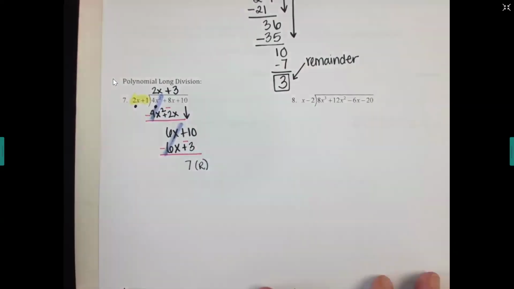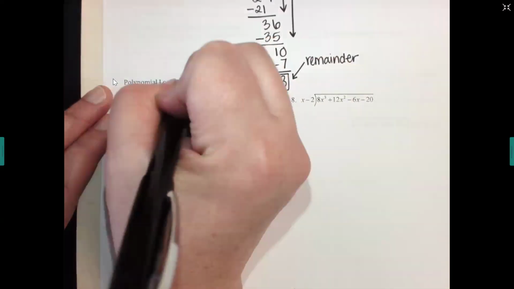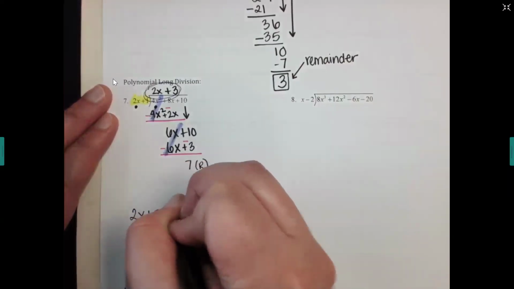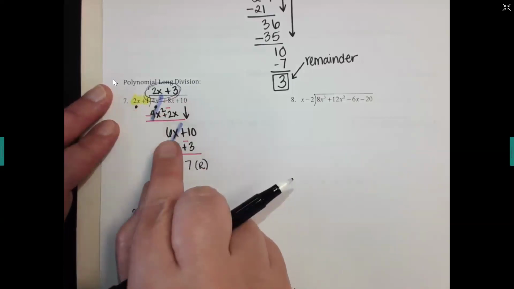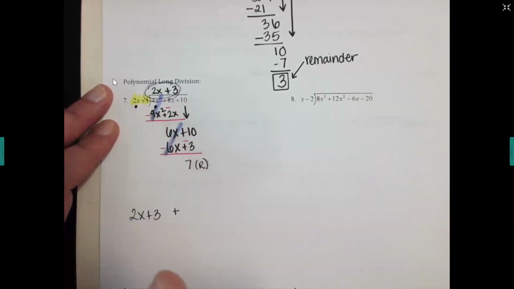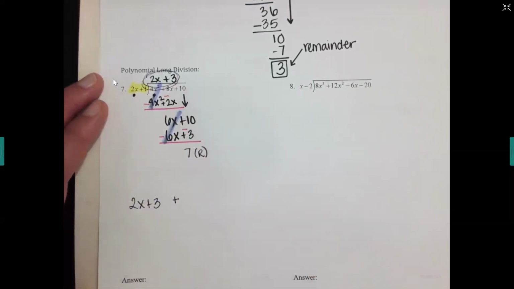Okay, so for your answer, the way that you're going to write it for your homework is you're going to take whatever you got on top. So it's the 2x plus 3. The 3 came from what I had to times 2x by to match the 6x. Good? Okay, but we'll do another example and I think it'll become more obvious.